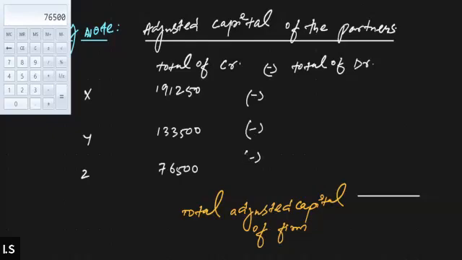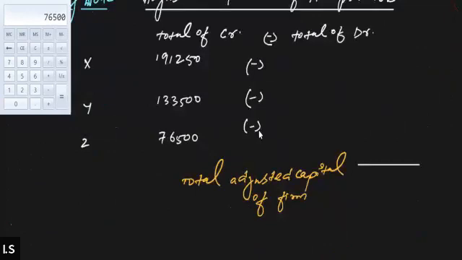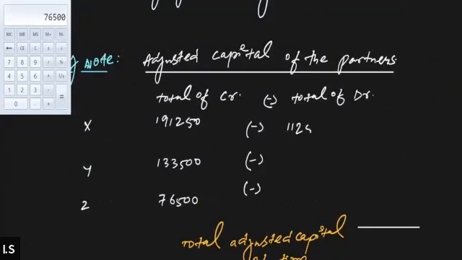So on the debit side, tell me the value we have got on the debit side. On the debit side, we only got 11,250 for X. No value for Y, and for Z, tell me, Alexander, what was the value? Sir, 22,500. Okay, quickly subtracting this, we will get the adjusted capital of each partner, and then we will just total it. So 191,250 minus 11,250. So this is 180,000. Then we'll do the same for Y. It will be 133,500 since there is nothing to subtract. Then 76,500 minus 22,500. This will give us 54,000.